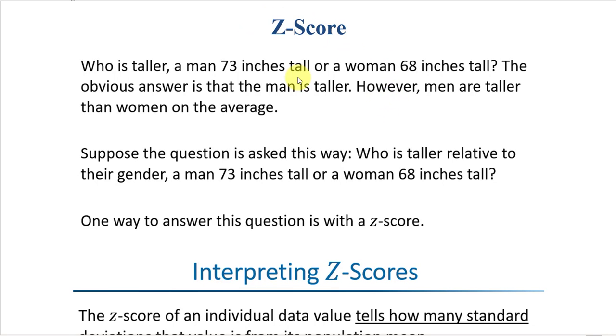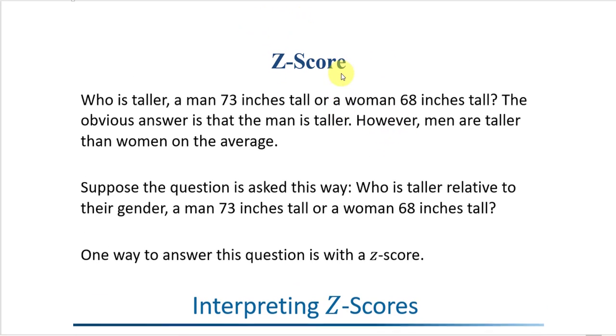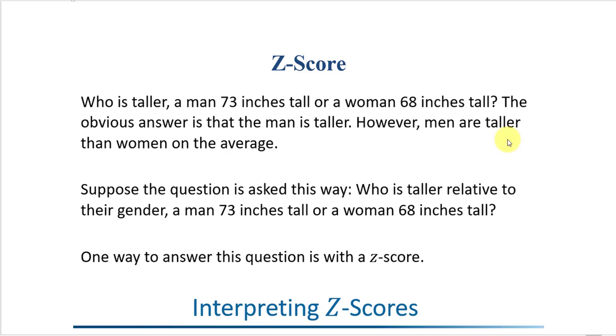In this video, we are going to talk about a z-score. Let's take a look at this example. Who is taller, a man with 73 inches tall or a woman 68 inches tall? The obvious answer that you may see here is that the man is taller because he has 73 inches, and 73 inches is, of course, bigger than 68 inches.